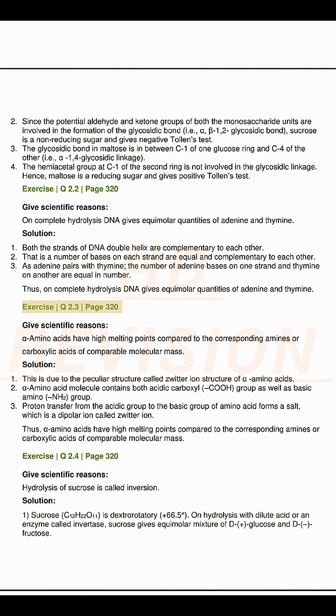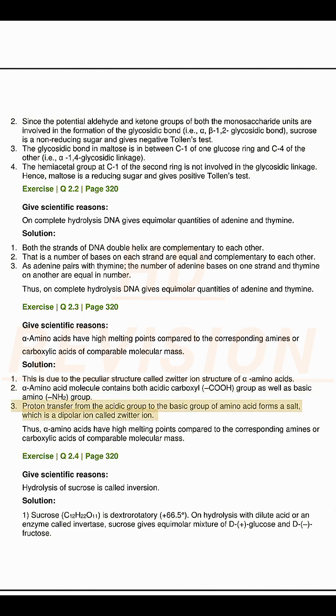Exercise Q2.3, page 320. Give scientific reasons. Alpha amino acids have high melting points compared to the corresponding amines or carboxylic acids of comparable molecular mass. Solution: 1. This is due to the peculiar structure called Zwitter ion structure of alpha amino acids. 2. Alpha amino acid molecule contains both acidic carboxyl COOH group as well as basic amino NH2 group.